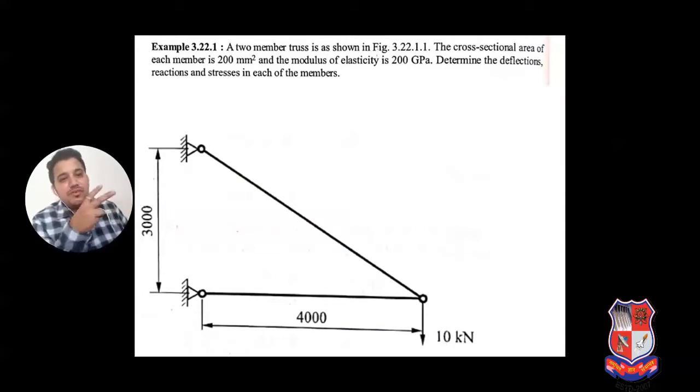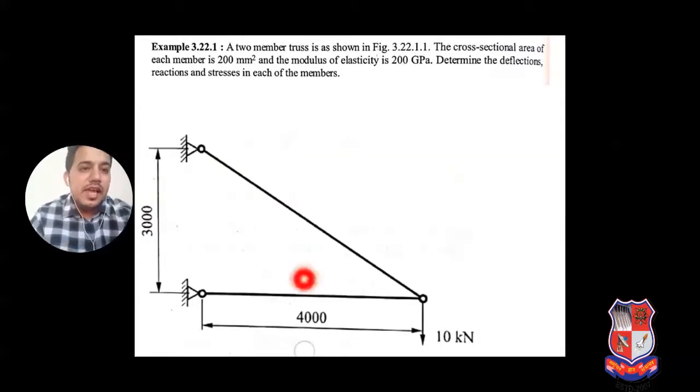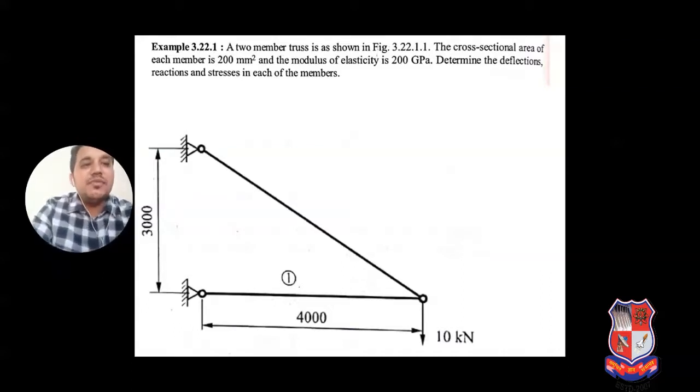Let's start with the simple steps and simple notation. Here they give the length of the first element and this vertical distance, but they do not give the length of the second element. So let's see how we can classify it. First, this is element number 1, and the second one is this element. So element numbers 1 and 2 are complete.